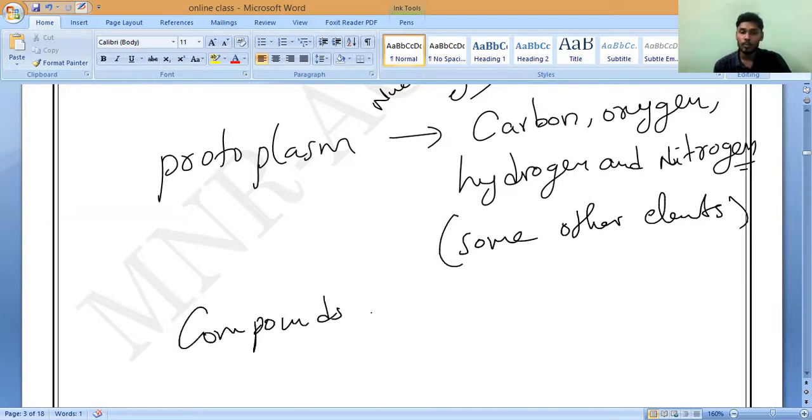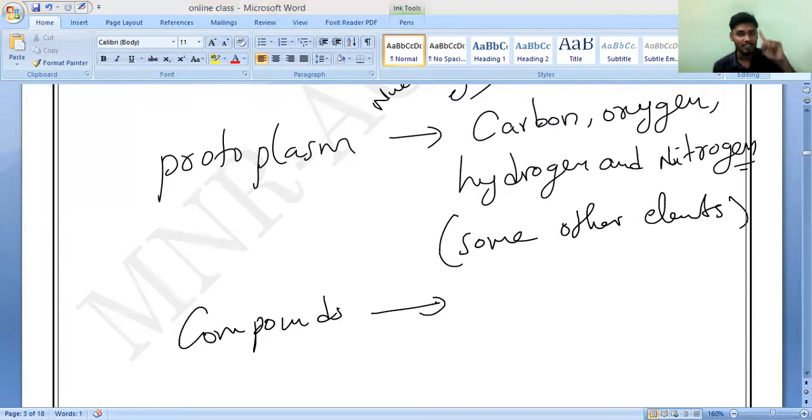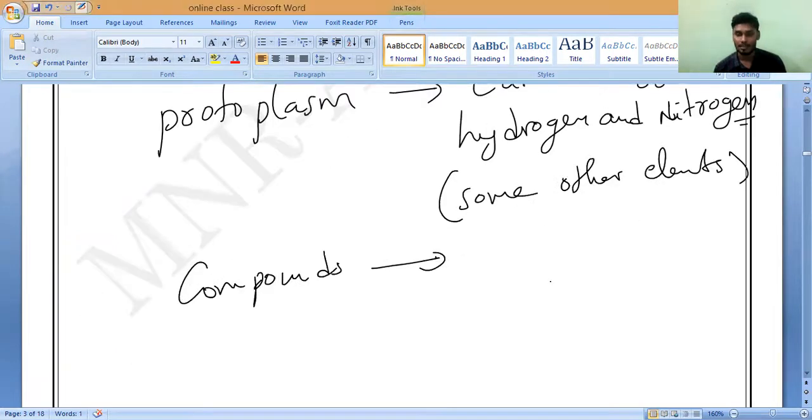Some compounds are also present inside this protoplasm. Can you say what the compounds are? First compound, water. So this protoplasm also contains some compounds like water, carbohydrates, proteins, fats, nucleic acids, and mineral salts. Please write it. These are the compounds present, and the earlier ones are called elements.